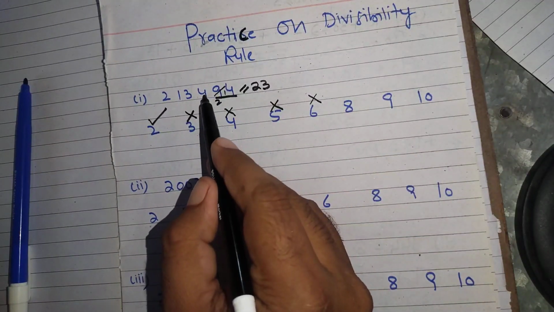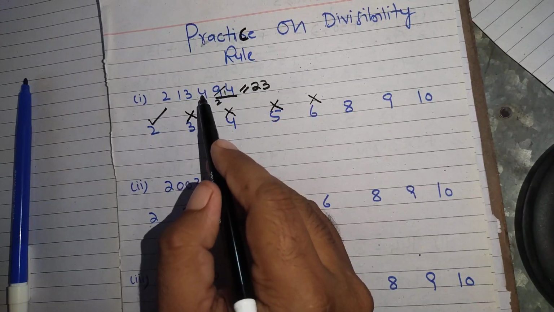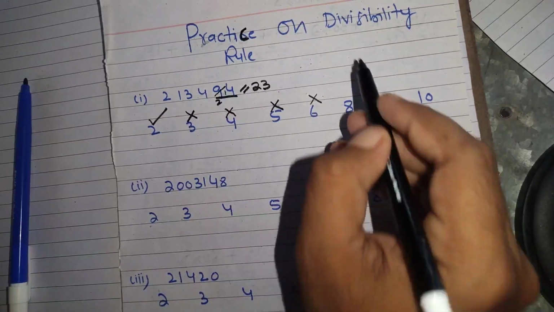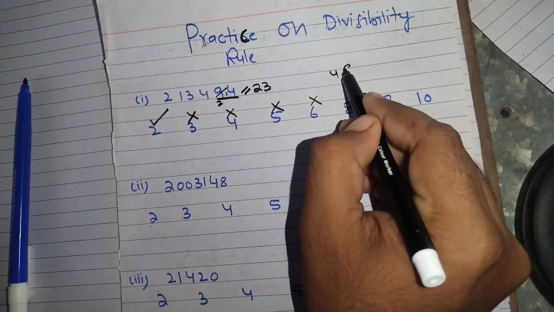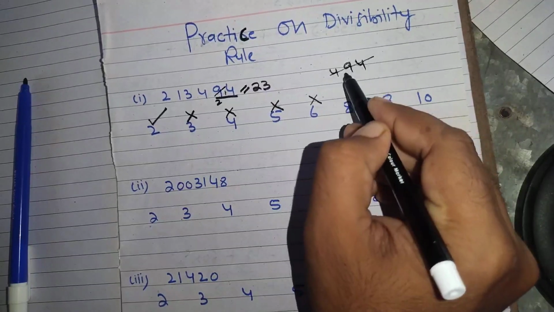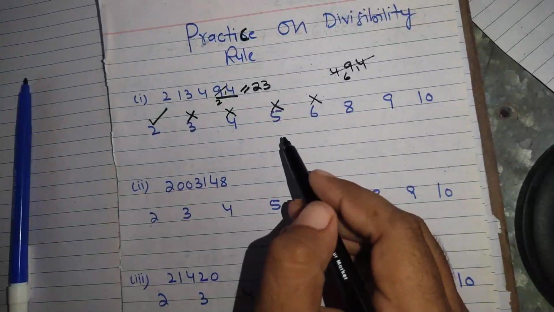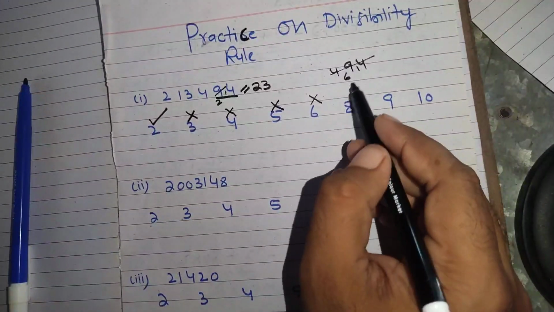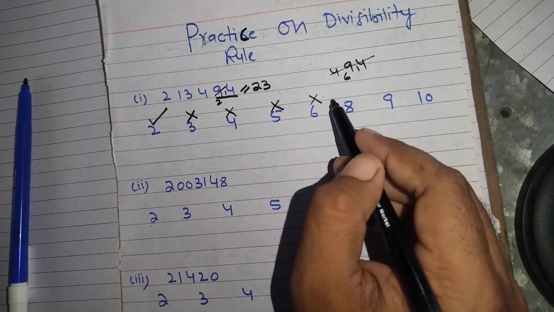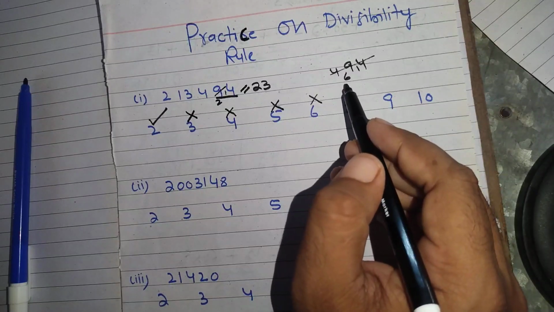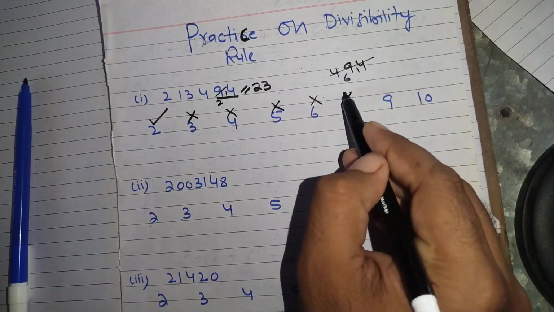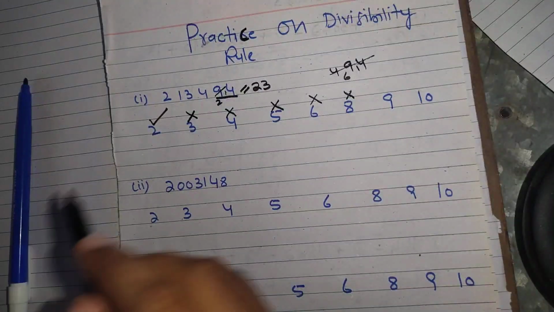We check the last 3 digits: 4 9 4. 6 at the 48, 1 carry over, 14. Here we check 2 at the 16; the remainder is not 0, so we put the cross. This does not satisfy the rule.